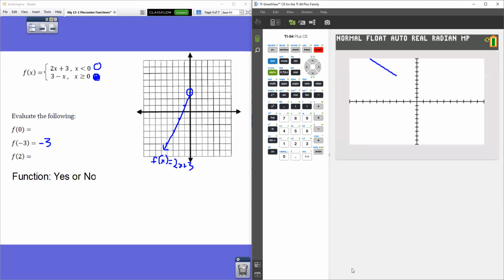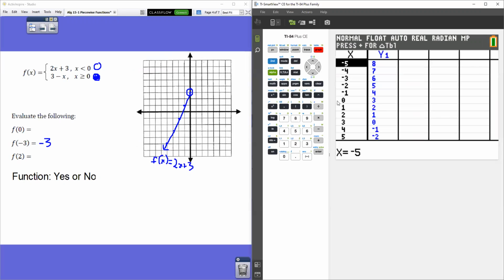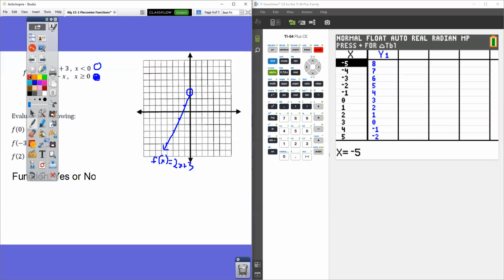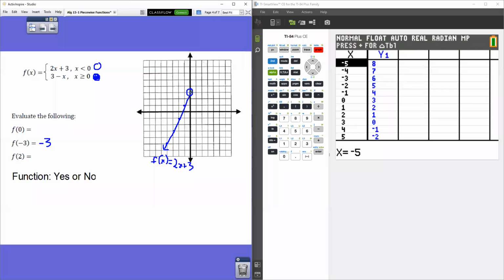I'm going to hit graph just to see what it looks like. So it looks like I'm going to have the right-hand side of the graph because I want all the numbers that are equal to 0 or bigger than 0. So I'm going to have this right-hand part of the graph that goes down like that. So I'm going to go to my table, second and table, and I want the numbers that are equal to 0. I'm going to switch colors here just so you can see it a little bit better.